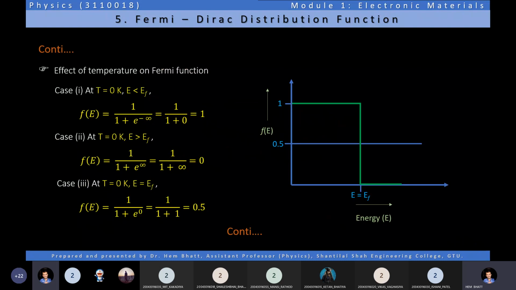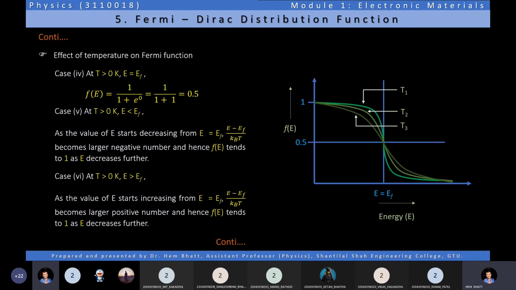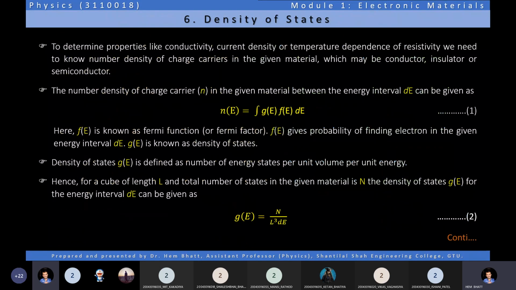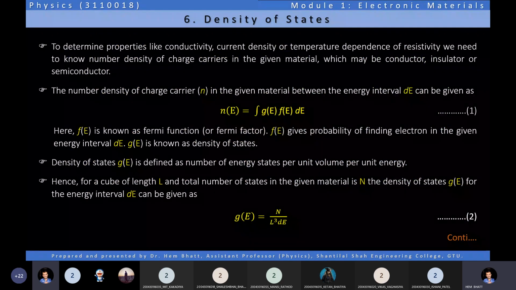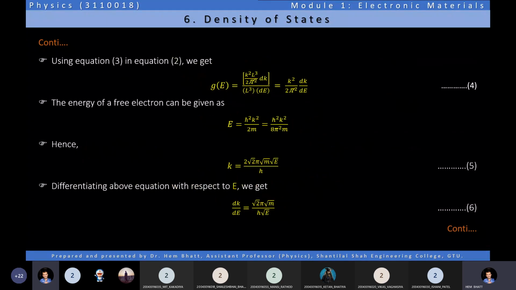This is how the Fermi-Dirac function varies with energy if the temperature is 0 Kelvin. For other values of temperature, the variation in the Fermi factor with energy is slightly different. A very important topic from the exam point of view is density of states, without which we cannot find the number density of free electrons, and without which we cannot find so many other parameters about the electronic material.